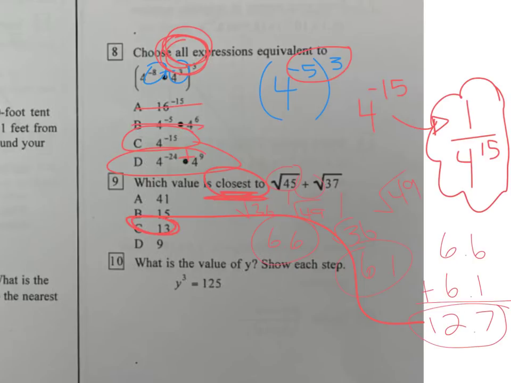12.7 has got to be closest to 13. Not B, 15, but C, 13. Now take a look at number 10. Number 10, to get rid of the cube root, really what it's asking is, what number to the third power equals 125? What number to the third power, right? So what number times itself? Isn't it 5 times 5 times 5? So y equals 5. And that's what it looks like.